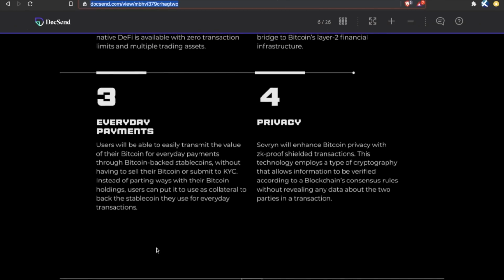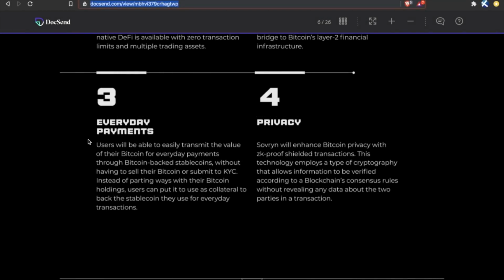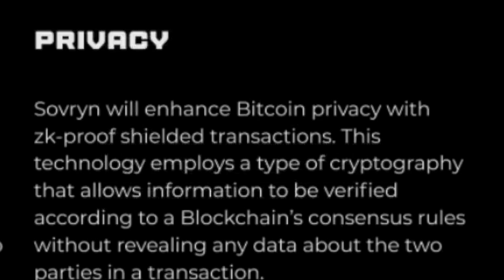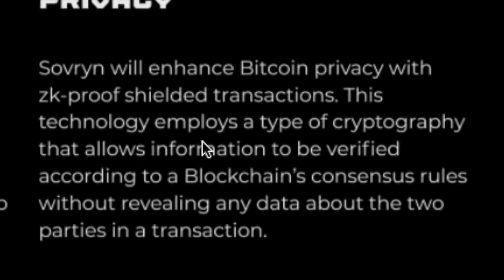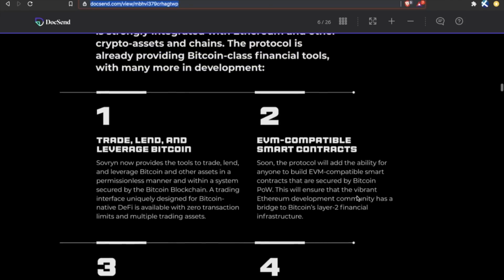What about privacy? What about the lack of KYC? Well, they have both. Users will be able to easily transmit the value of their Bitcoin for everyday payments through Bitcoin-backed stablecoins without having to sell their Bitcoin or submit to KYC. So, no middleman for fast, cheap payments, and for privacy, Sovryn will enhance Bitcoin privacy with ZK-proof shielded transactions. This technology employs a type of cryptography that allows information to be verified without revealing any data about the two parties in a transaction. And for me personally, this is another reason I'm excited about Sovryn.